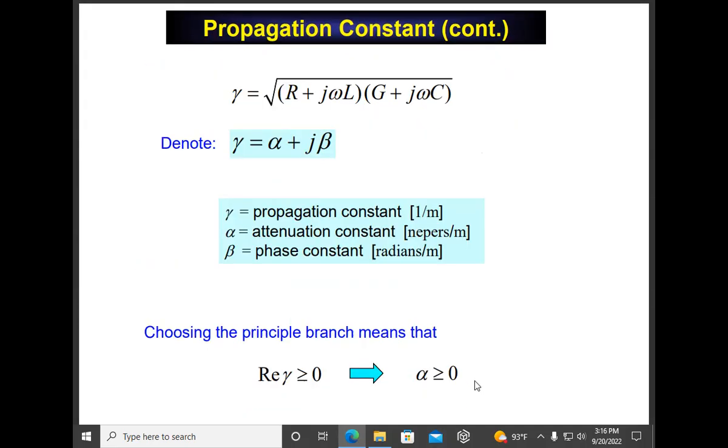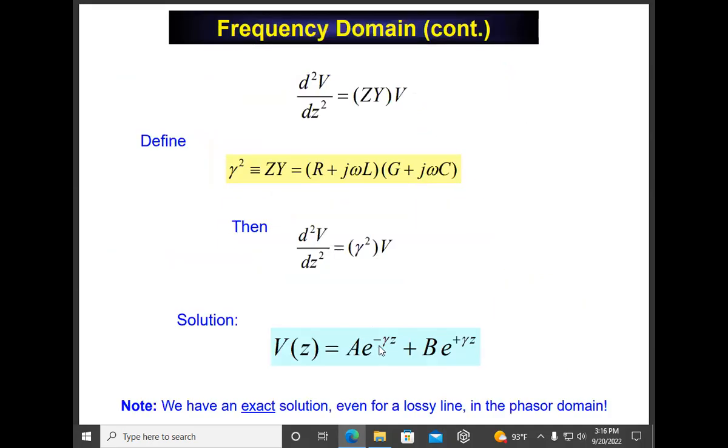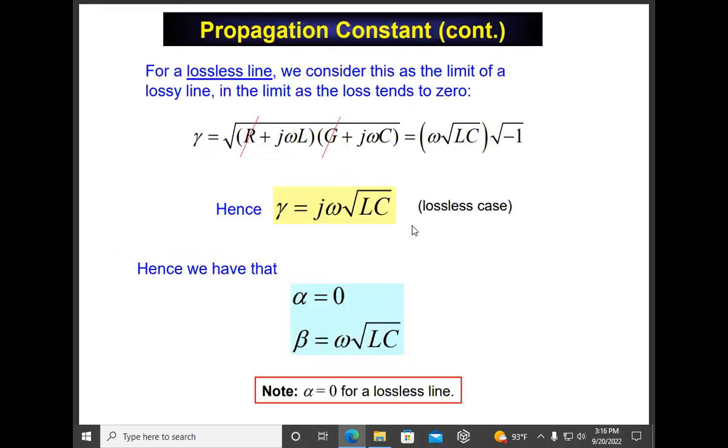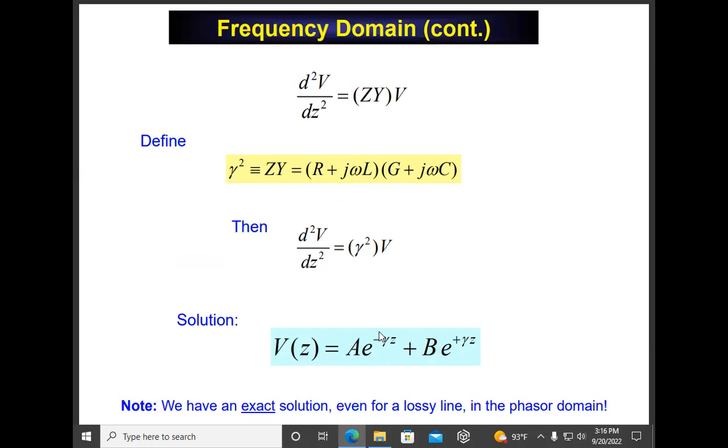And that is why, in fact, we interpret this term here as a wave going in the positive z direction. Just visualize: gamma is alpha plus j beta. When I plug in and just worry about the amplitude, it's going to be e to the minus alpha z. If you look at the alpha part, this other one is going to be e to the plus alpha z. Remember, principal square root, so alpha is not negative. So alpha has a positive real part. So this is the wave that's decaying as z gets bigger, and this wave is increasing as z gets bigger.